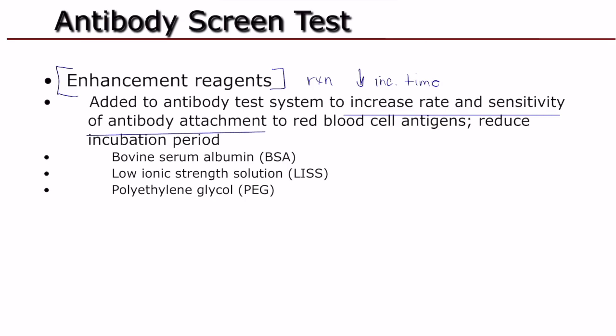What are some of our enhancement medias? We have albumin. I do want you guys to know these. If you're asked, maybe you'll have a question that says pick all of the enhancement medias, or which ones are enhancement medias. You need to know this. LIS, which is low ionic strength solution, and PEG, which is polyethylene glycol. So these are the three most common enhancement medias or reagents used in the blood bank testing.